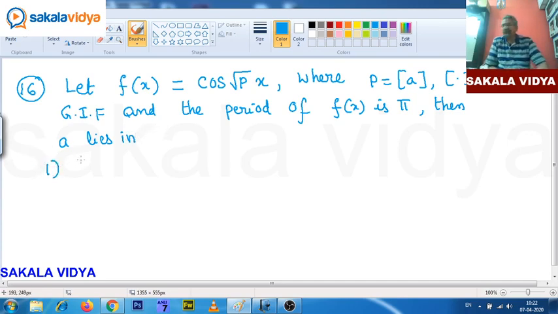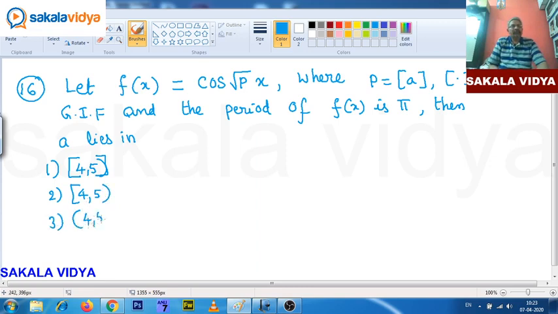First option, closed 4 comma 5 open, that means 4 belongs to the interval, 5 does not belong to this interval. Next one is, okay, both are closed here. This is 4 comma 5 open. Third one, open 4 comma 5, and fourth option 4 comma 5. Okay, I will not write the right hand side next time.